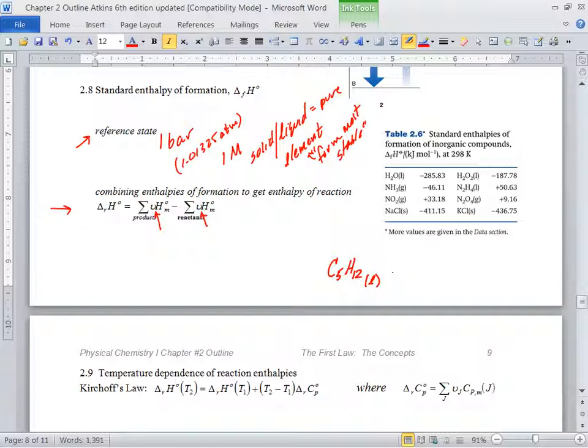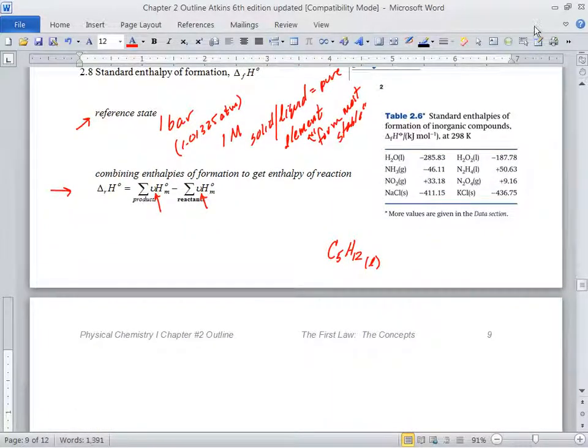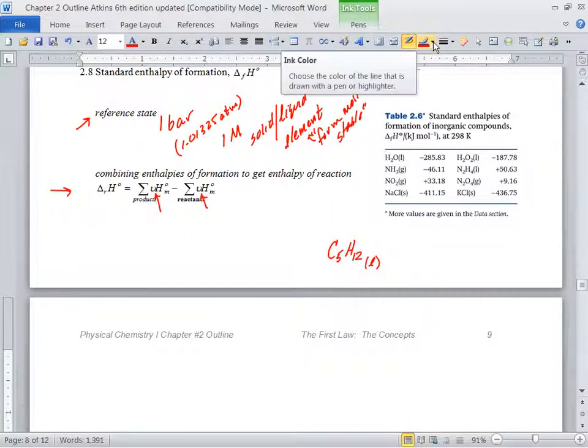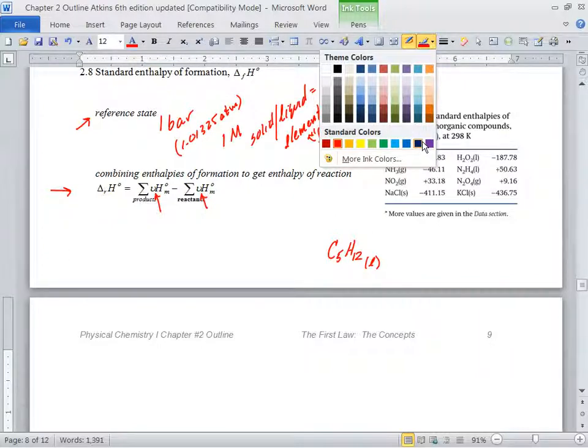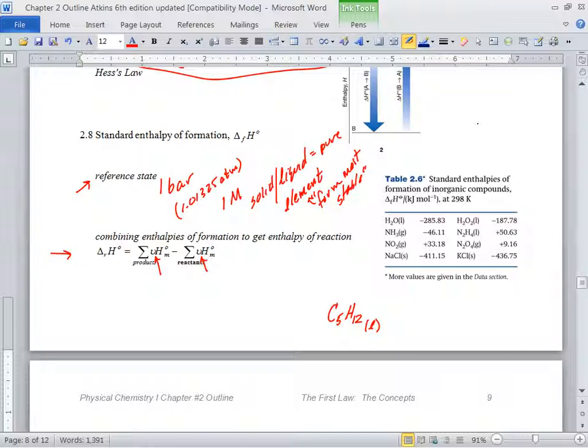Oh, we skipped that. Okay, we'll come back up to that. And then get the delta Ng for it. Get that delta Ng for the reaction you just wrote.